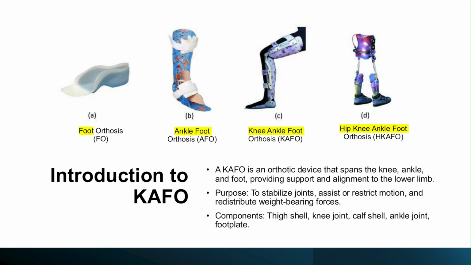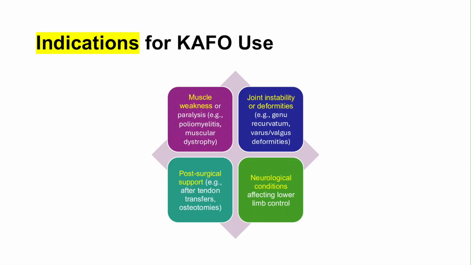Indications for KAFO are most commonly severe muscle weakness, such as in lower motor neuron disease or spinal cord injuries. They are also prescribed for conditions like genu recurvatum, which is knee hyperextension, where the knee buckles backward, or in patients recovering from orthopedic surgery that requires long-term support, and also patients with poor proprioception or joint instability, especially in the knee and ankle, who also benefit significantly.